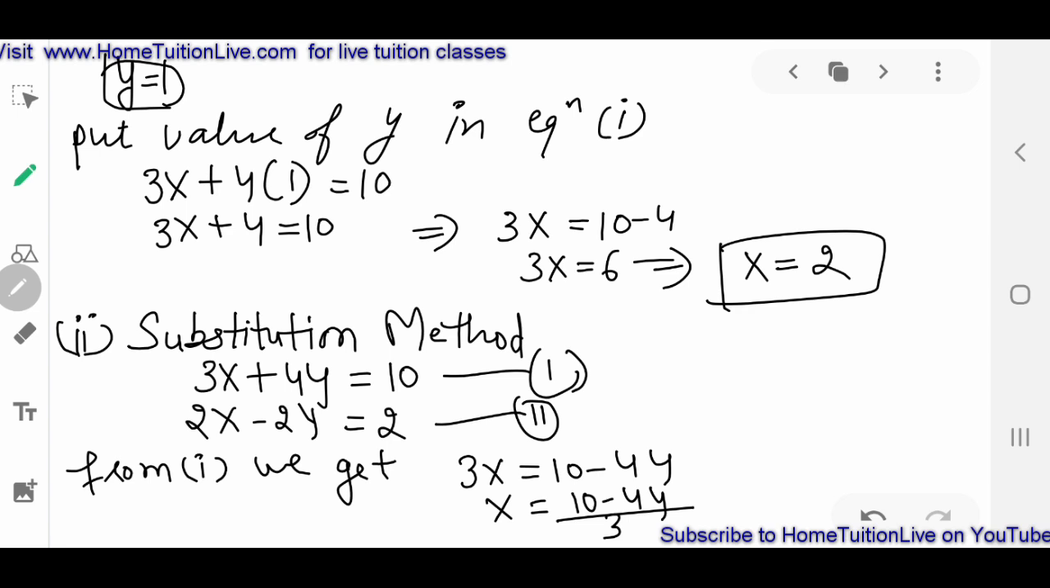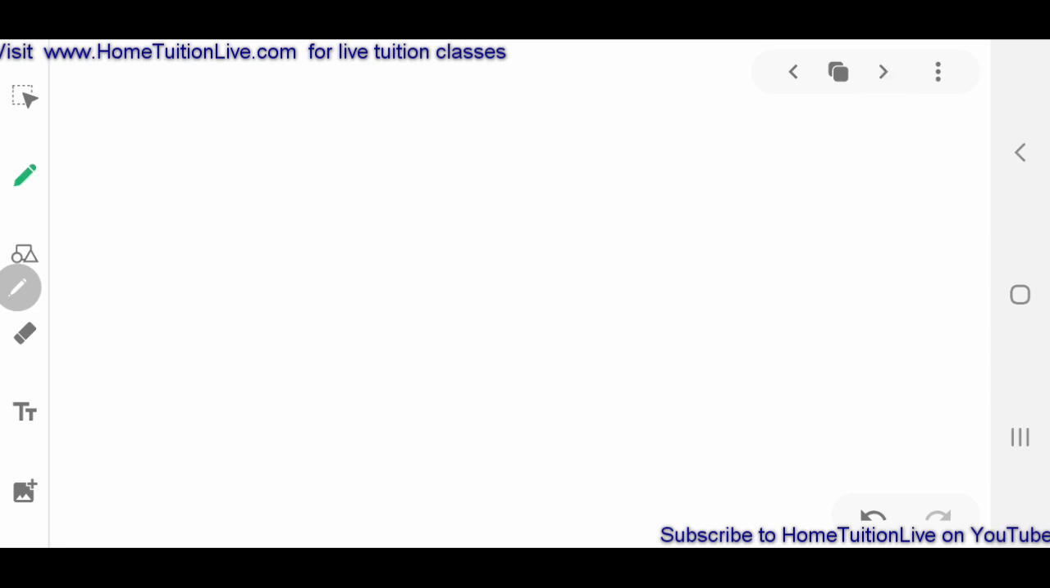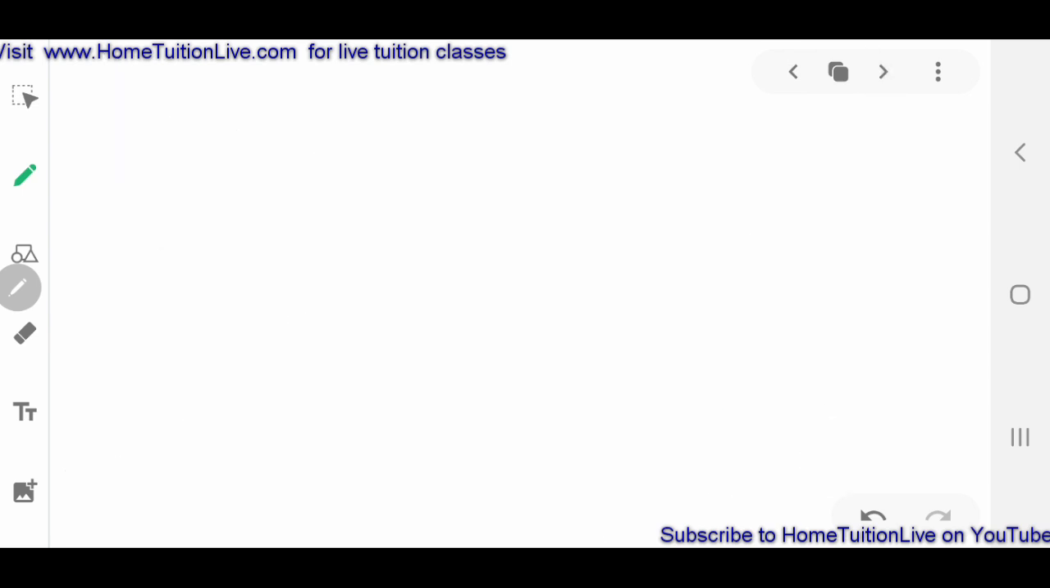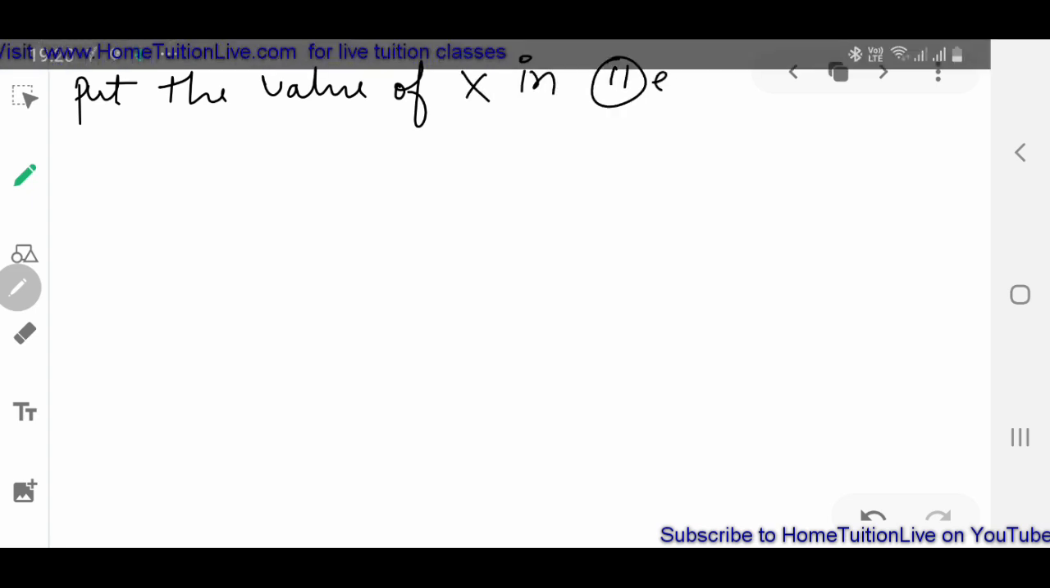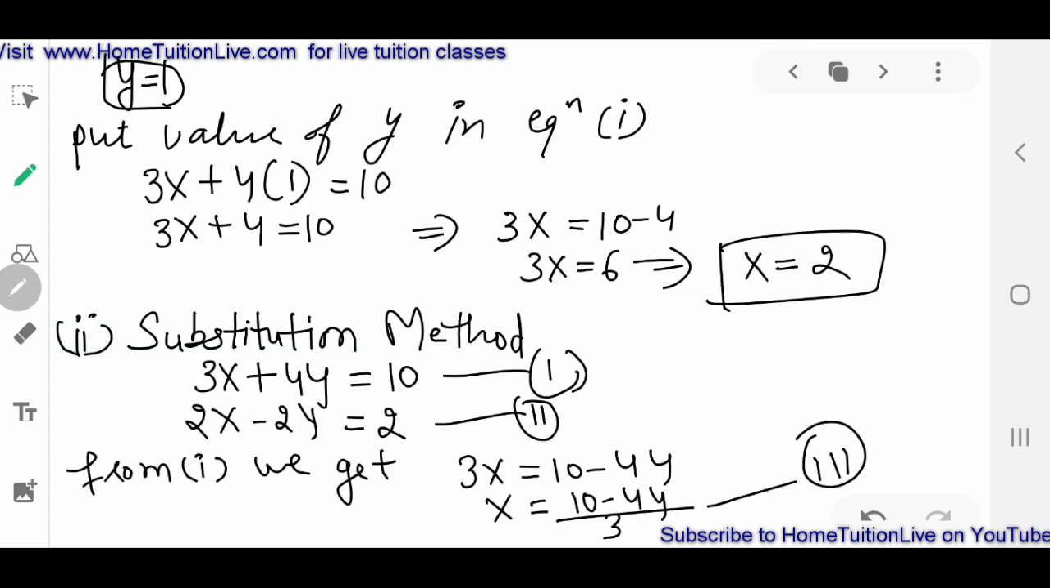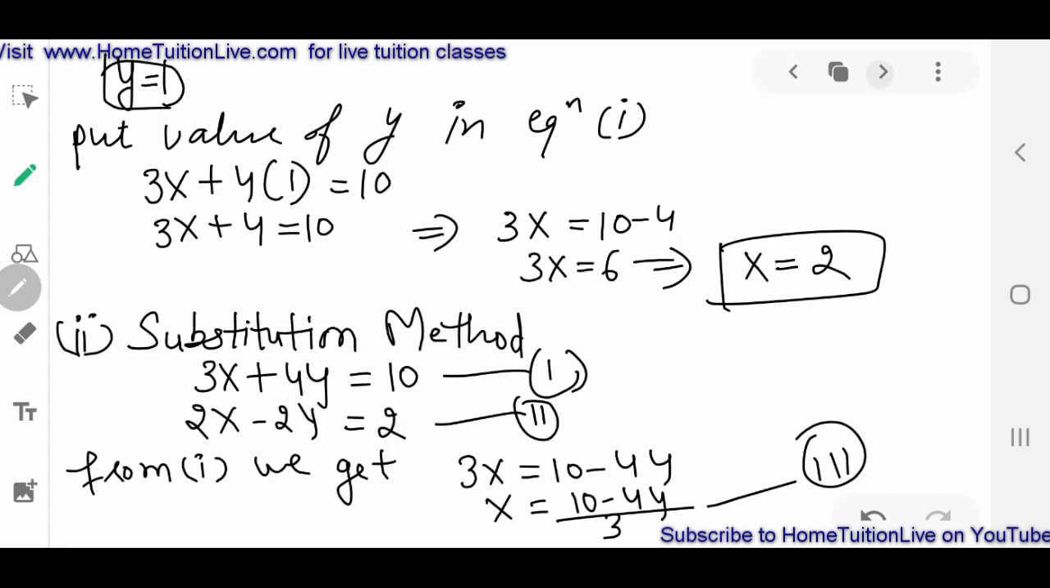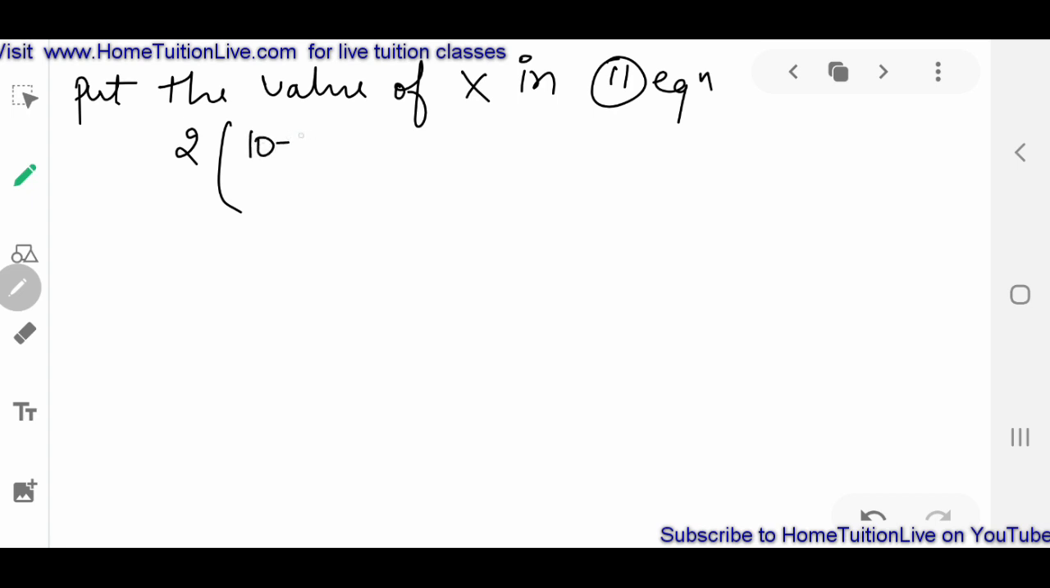Now put the value of x in the second equation. This is the third equation. Put the value of x in the second equation. What is the second equation? 2x minus 2y equals 2. With x as (10 minus 4y) divided by 3, we get 2 times (10 minus 4y) divided by 3 minus 2y equals 2.